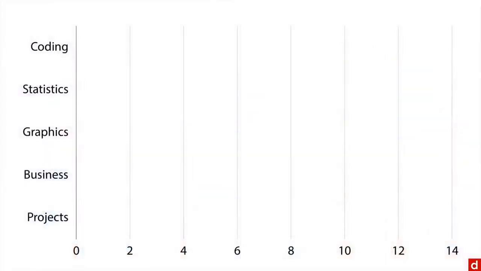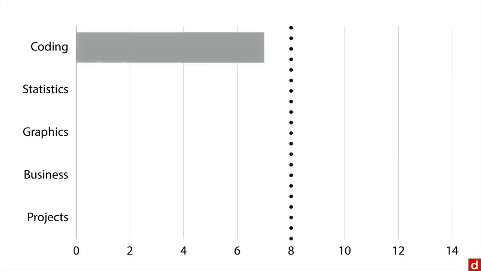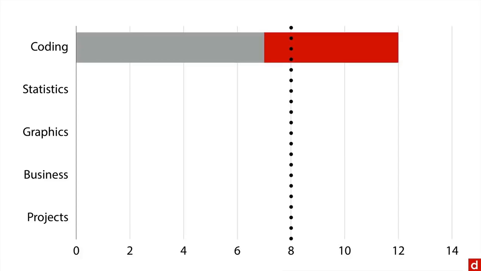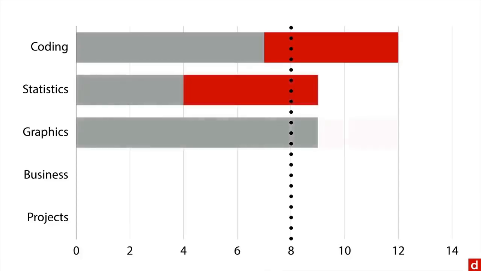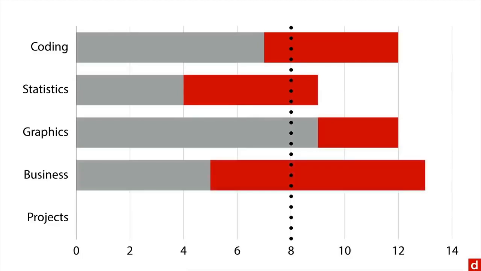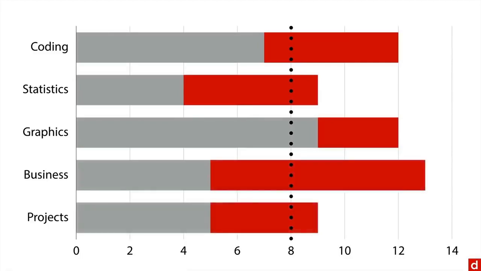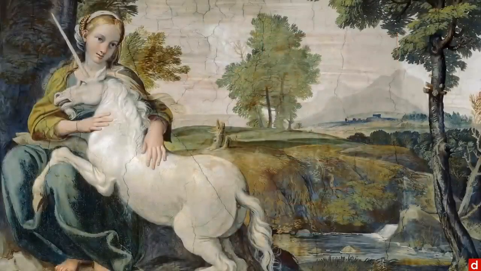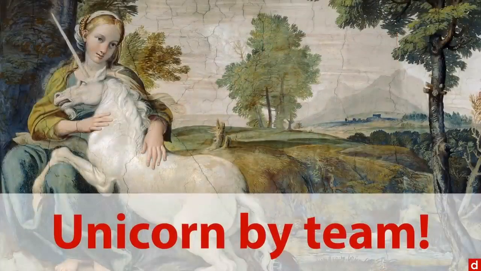So let's take our 2 fictional people, Otto and Lucy, and we can put together their abilities. Now, I actually have to change the scale here a little bit to accommodate the both of them, but our criterion still is at 8. We need a level of 8 in order to do the project competently. And if we combine them, oh look, coding's now past 8. Statistics is past 8. Graphics is way past. Business, way past. And then the projects, there too. And so when we combine their skills, we are able to get the level that we need for everything. Or to put it another way, we have now created a unicorn by team. And that makes it possible to do the data science project.